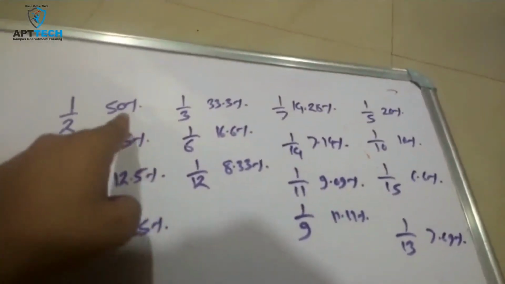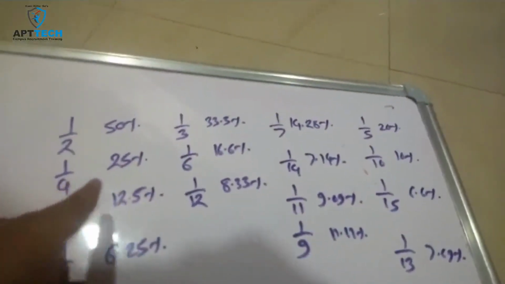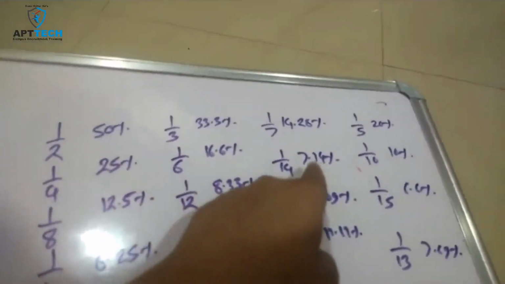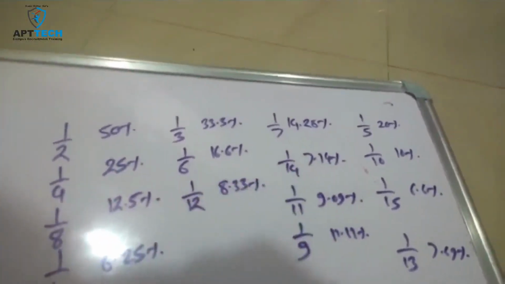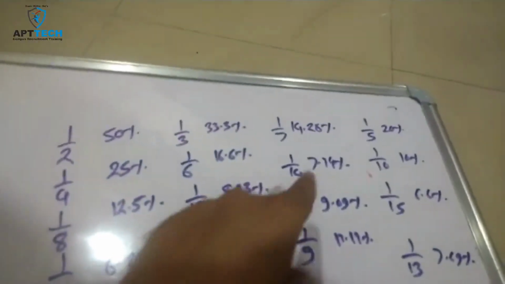We all know that 50% is half. We all know that 25% is 1 by 4. But very seldom do we know that 8.3% would be 1 by 12, and 7% approximately would be 1 by 14. Now what is the application of this? You tell me, what would be easier to do?